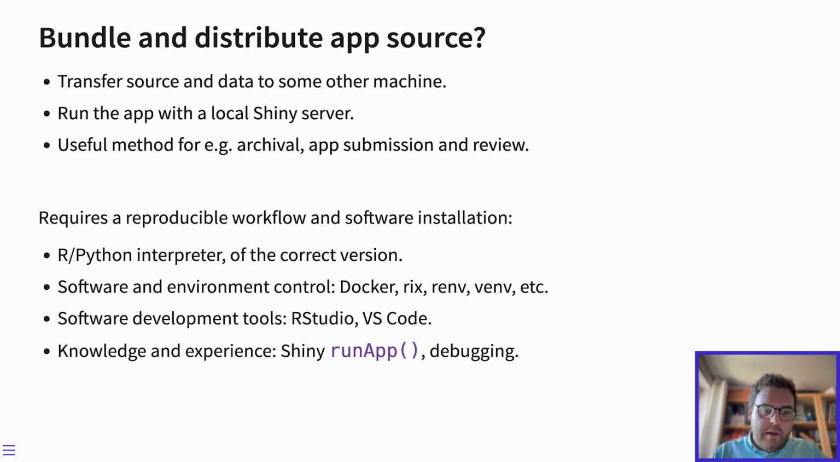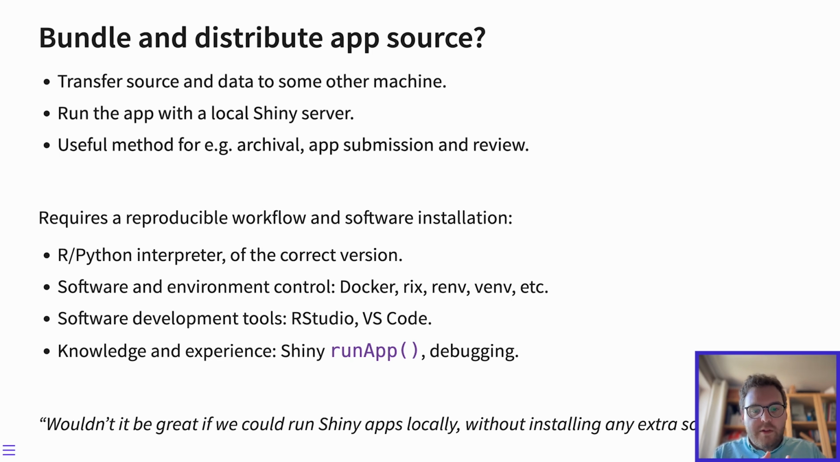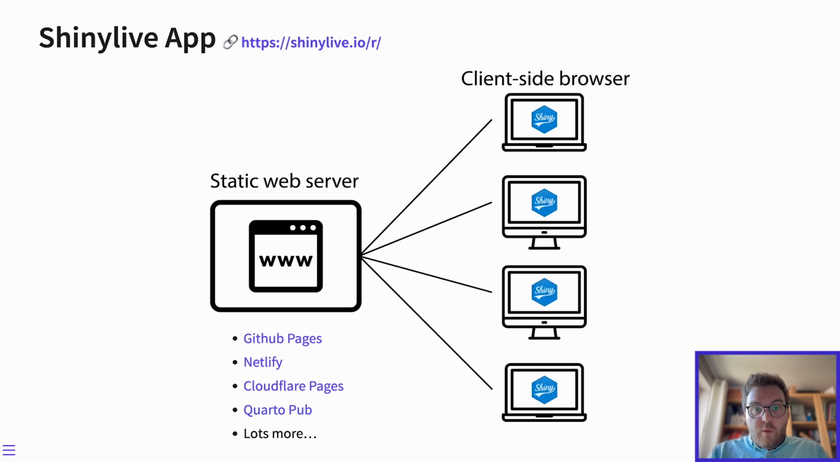So if something goes wrong, because of the lack of reproducibility, they're not going to know how to fix it necessarily. So the idea of Shinylive is, wouldn't it be great if we could run these Shiny apps locally on our machine without having to use a server, but without having to install any extra software or manage this stack of reproducible software? And the way it works is that when you have a Shinylive app, the web server no longer has to run R or Python code. It just becomes a static web server. And that means it just serves files rather than running code.